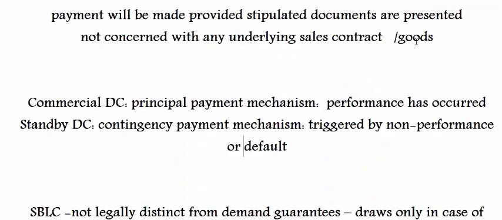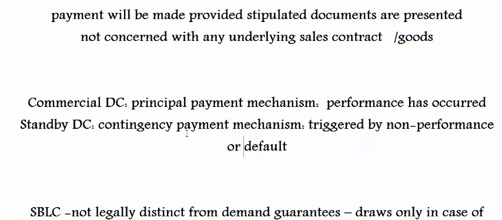What's a commercial DC? A commercial DC is basically a payment mechanism. It is effective, or it fulfills a function, when performance has occurred, when the beneficiary of the LC, the shipper, has shipped the goods and the supplier has presented the documents stipulated. He is eligible for payment if the documents are conforming.